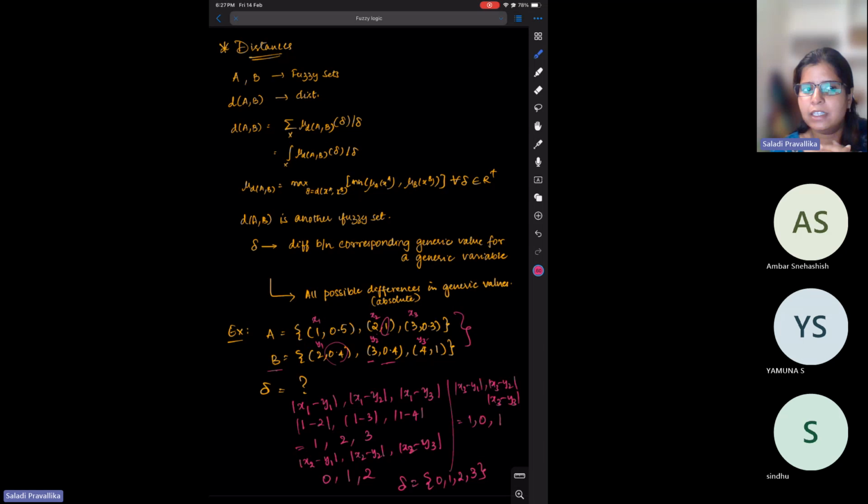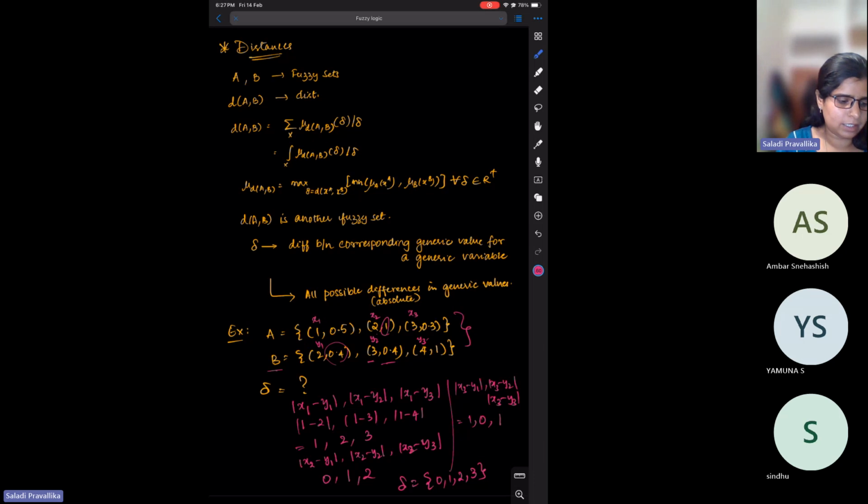Why do we find distances between two fuzzy sets? It's basically to understand how similar two given fuzzy sets are. And when you find the distance between two fuzzy sets, it also results in a fuzzy set. So that is essentially what I explained in the first 5 minutes.